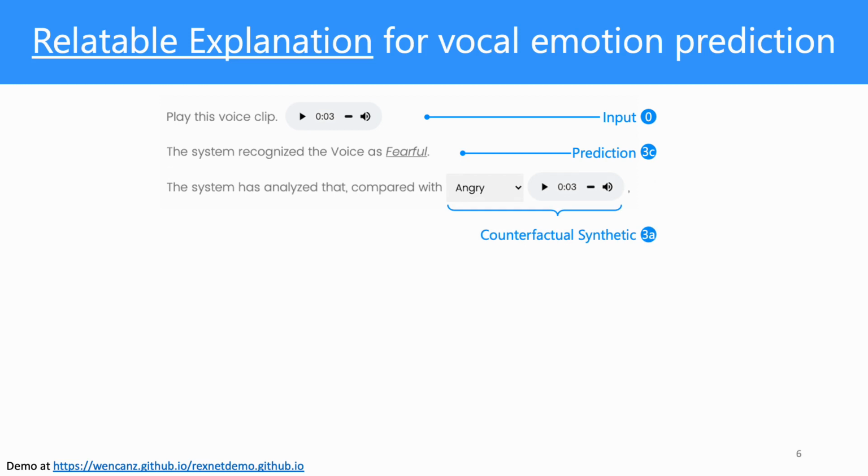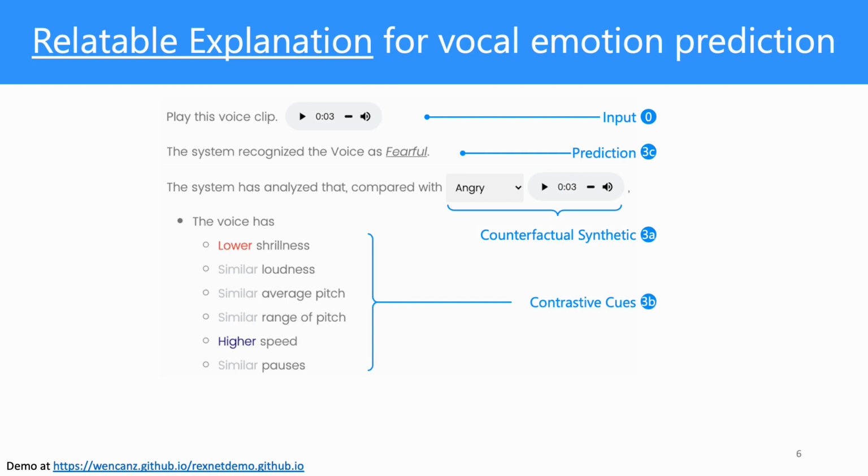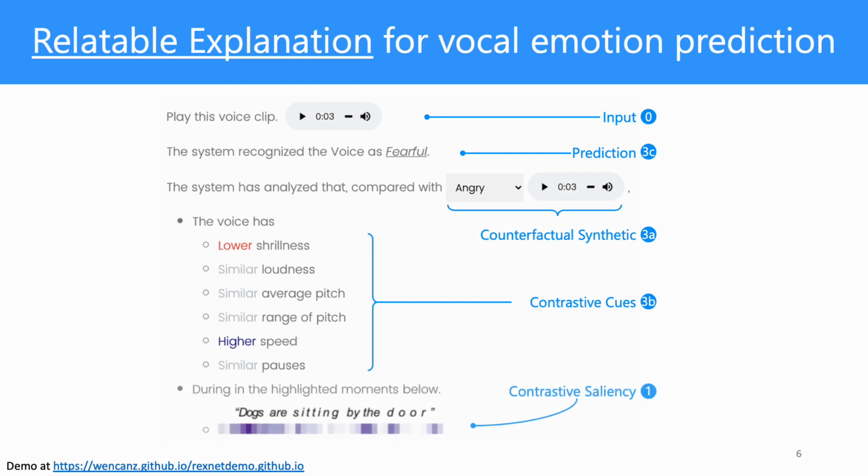We can also analyze how the two voices are different with contrastive cues and see which parts were especially salient. So, how can AI support these explanations? Inspired by the XAI Perceptual Processing framework with different interpretability goals, we propose RexNet, the Relatable Explanation Network.